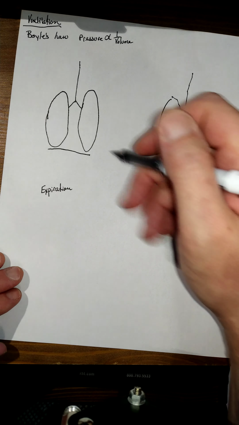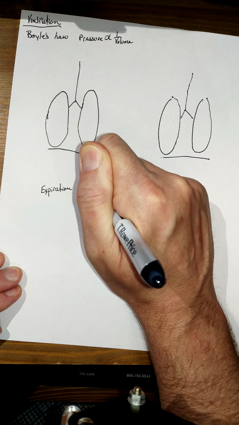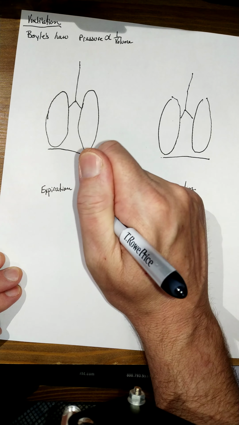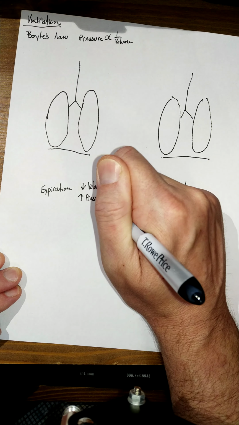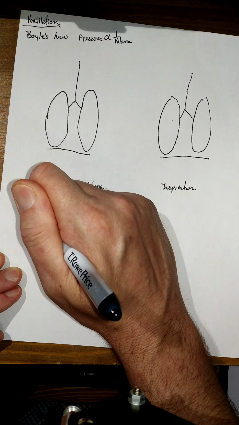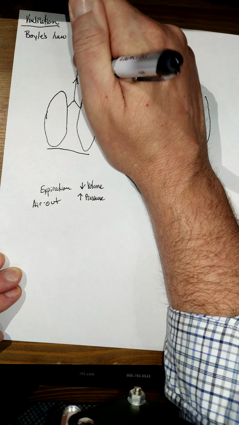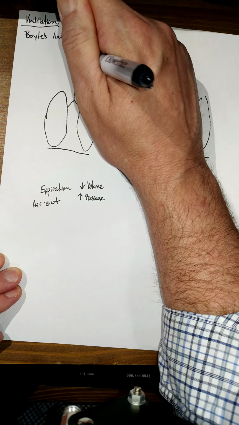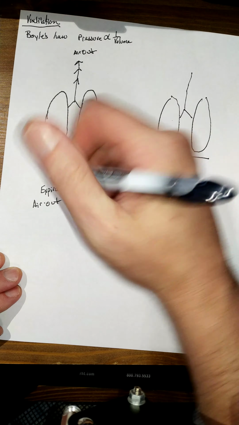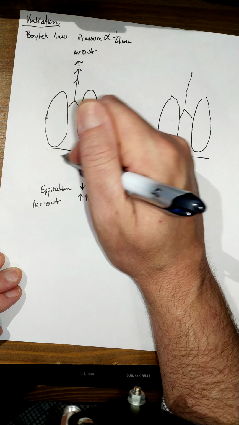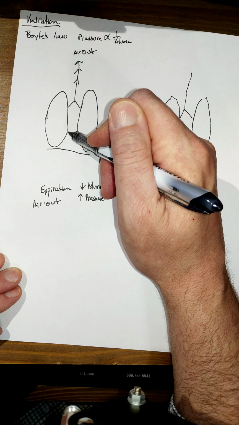When we look at expiration, we're going to decrease the volume inside the chest cavity. And when we decrease the volume, we're going to increase the pressure based on what we just talked about with Boyle's law. This is going to force air out. Let's put arrows this way. Air out. We also have some muscles that deal with this: the internal intercostals, as well as the abdominal wall, contract when we exhale. The diaphragm relaxes.